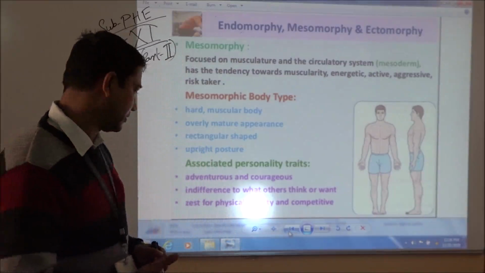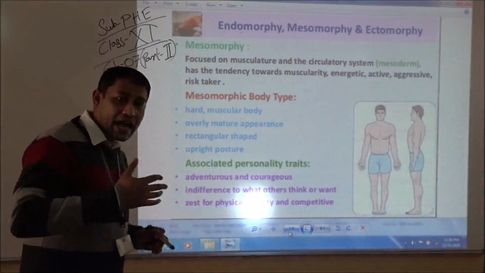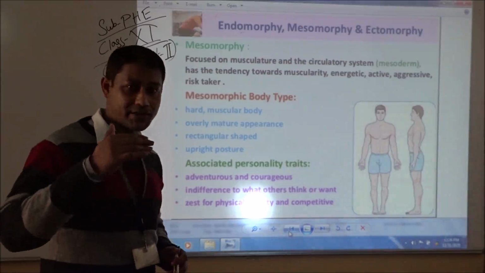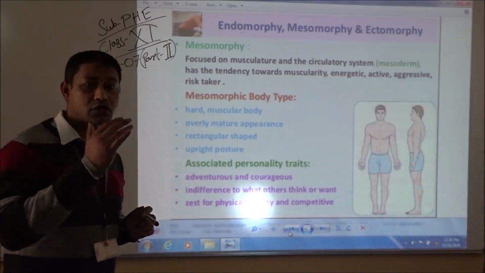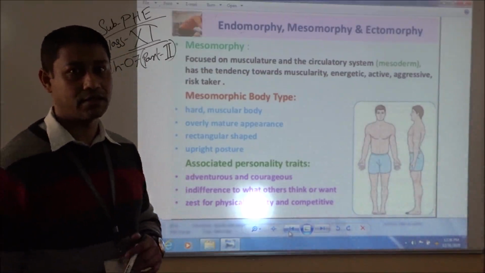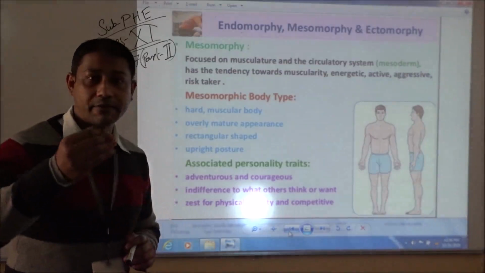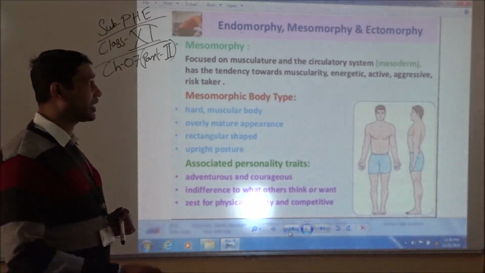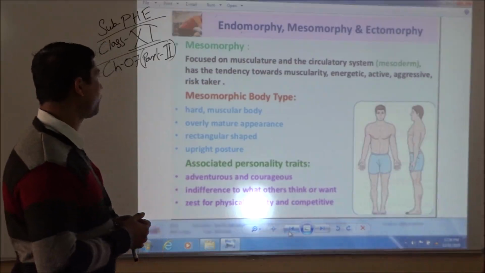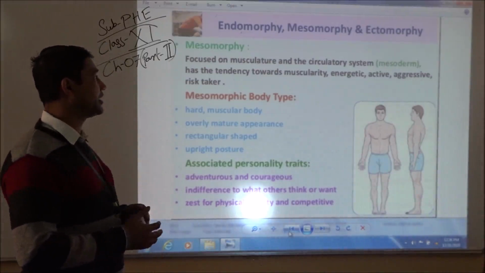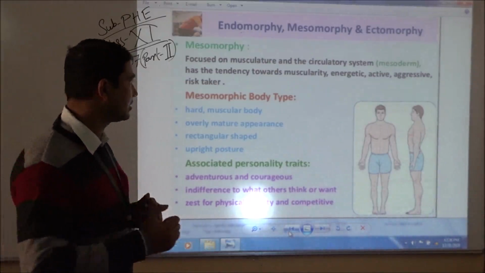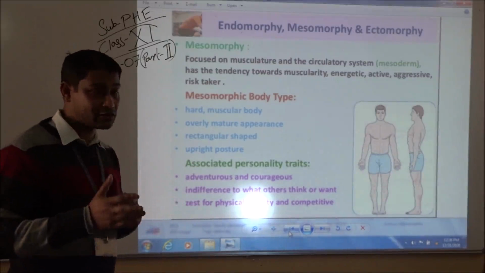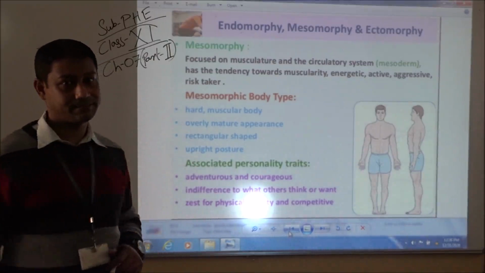That is the only reason. Since they have the thirst to participate in physical activity and in various competitions, they are most preferred for games and sports and various athletic activities. So we can summarize mesomorph by saying that they have a tendency towards good muscles, they are energetic, active, aggressive, and also risk takers.